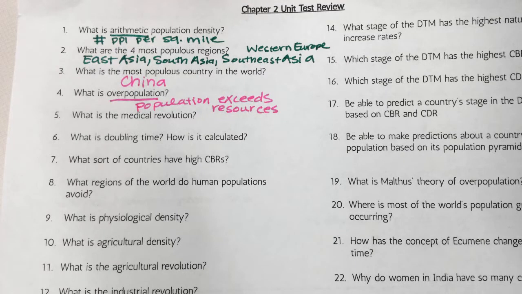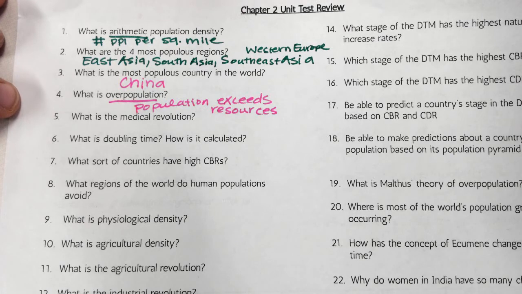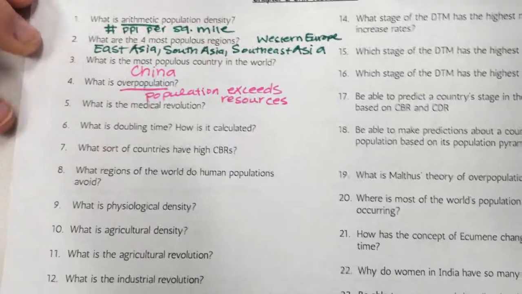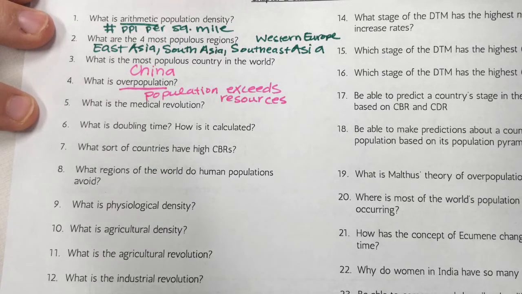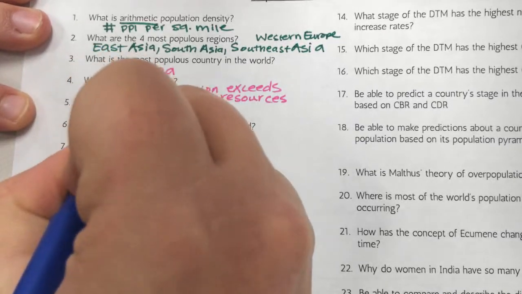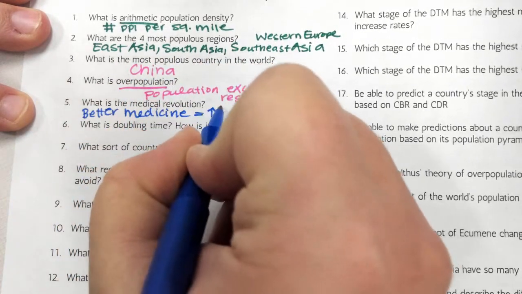Now, one of the reasons we started having overpopulation, especially in some countries, is because people stopped dying. Weird but true story. And remember in stage 1 of the DTM, we have a high birth rate, but then there's also a high death rate because everyone's dying. Well, then the medical revolution happens, and people stop dying so frequently because there's better medicine and more advancements, which means a higher life expectancy.